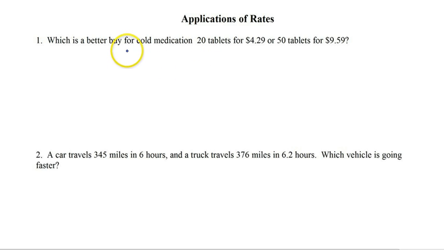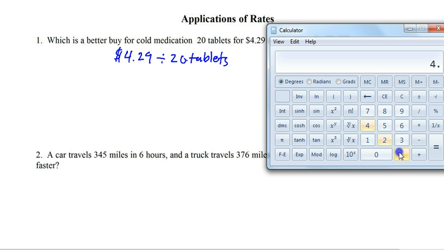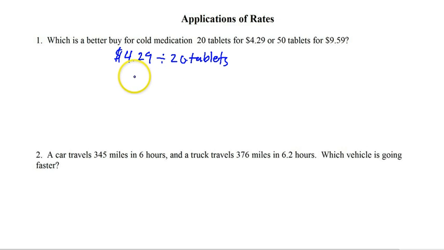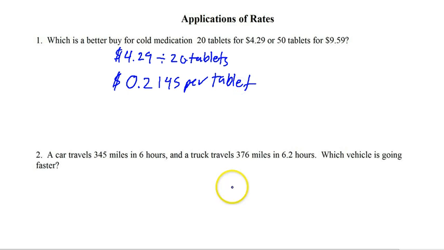So we use the unit cost. You take the money, divide it by the units. So this is dollars, and this is tablets. And it's going to tell us the cost per tablet. So we take our calculator, put 4.29 divided by 20, and it says it's 0.2145. So $0.2145 per tablet. And then we do the same thing for the other one.